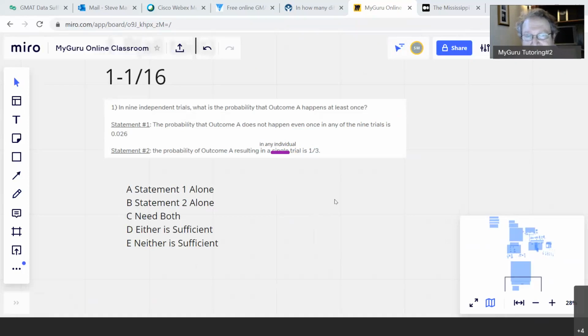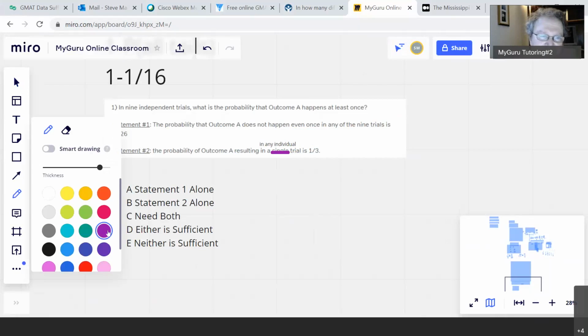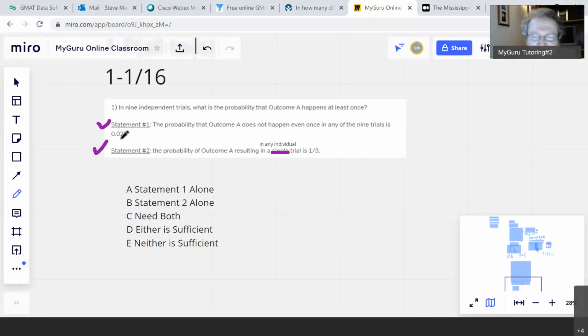All right, statement 2, is it going to be enough? So there, it's just like the coins, right? Because if we know the probability of outcome A happening, we know the probability of A not happening, right? If we know the probability of something occurring is 1/3, we can figure out the at least probabilities, because it's simply going to be 1 minus the probability of A not occurring. So it's exactly like the coin situation, meaning that either statement is going to be sufficient. So that's sufficient. That's also sufficient. All right.